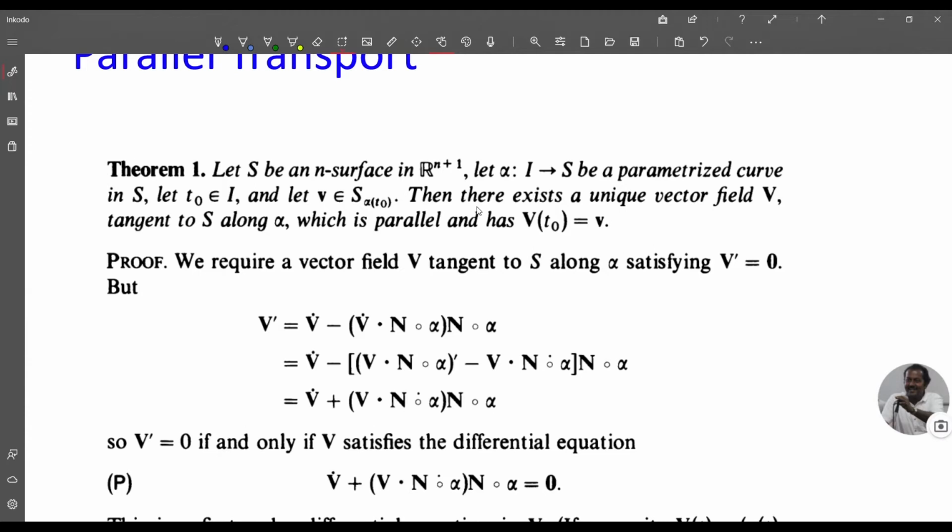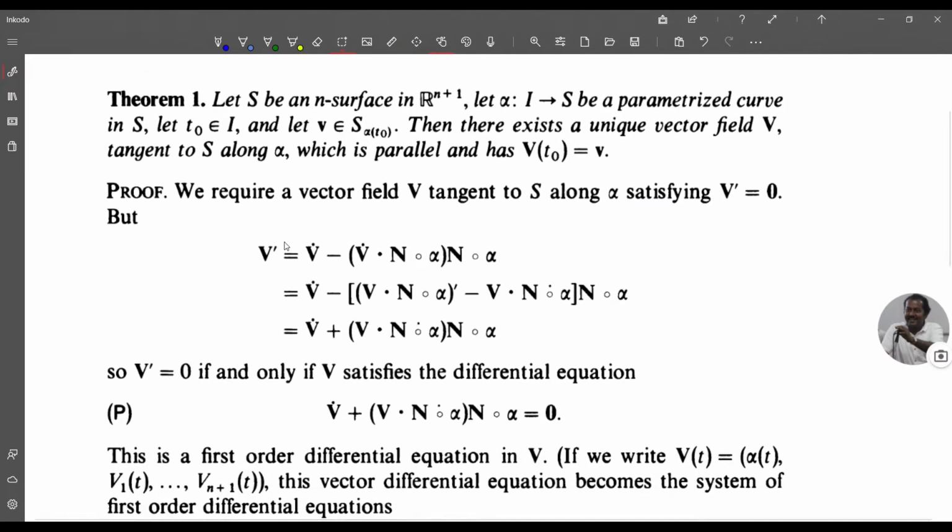Our aim is to show that there exists a unique vector field V tangent to S along alpha which is parallel. Parallel means Levi-Civita parallel. We are going to prove the existence of a vector field V tangent to S along alpha satisfying V prime, the covariant derivative, equal to 0. Now, you know that the covariant derivative V prime is equal to V dot minus (V dot n composition alpha prime) times n composition alpha.